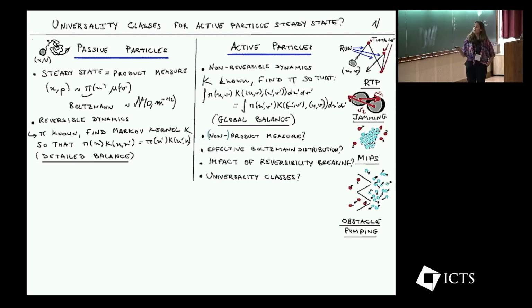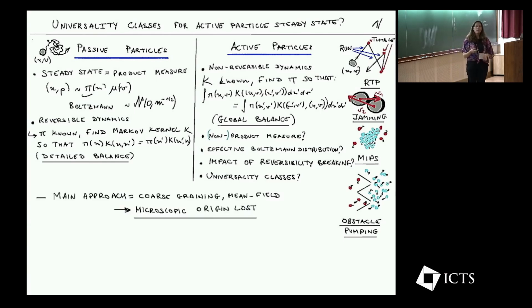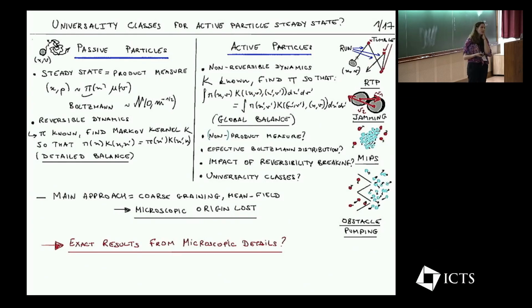So the question is: can we define some classes that are going to be universal for a given set of microscopic details? The problem is that the main theoretical approaches are mostly based on coarse graining or relying on some kind of local equilibrium, a bit like what Tridib explained. And with this type of approach, the microscopic origin of effects is lost. So the question is, could we try to derive exact results directly from microscopic details?